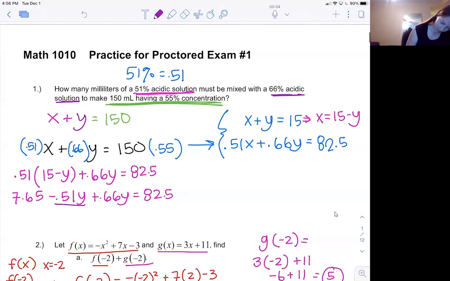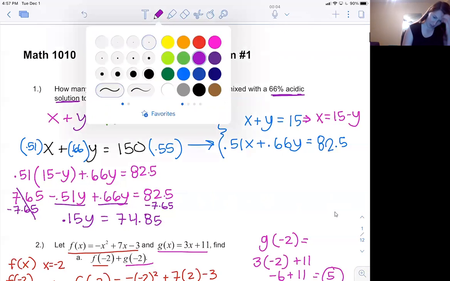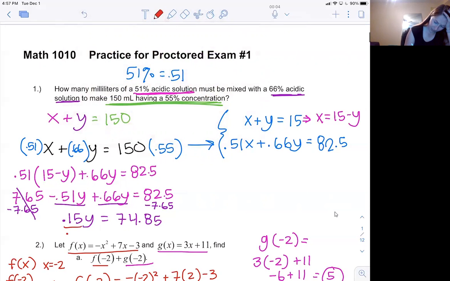I'm going to add like terms, so my y values, and I'm going to subtract the 7.65 over. I'm going to do 2 steps. So negative 0.51 plus 0.66 is 0.15y, and 82.5 subtract 7.65 equals 74.85. Again, if I'm going too fast, just pause it. And I'm dividing by 0.15.